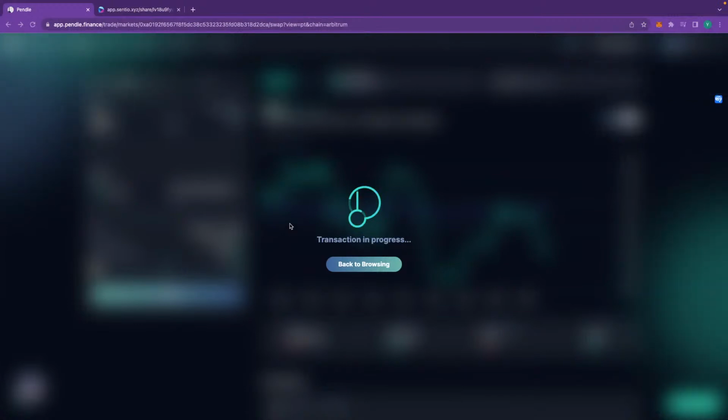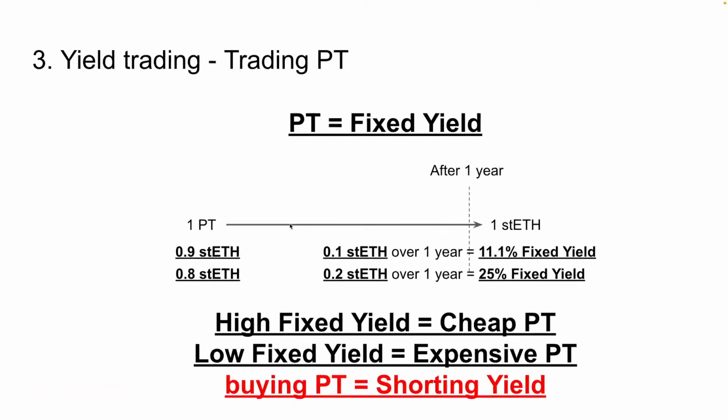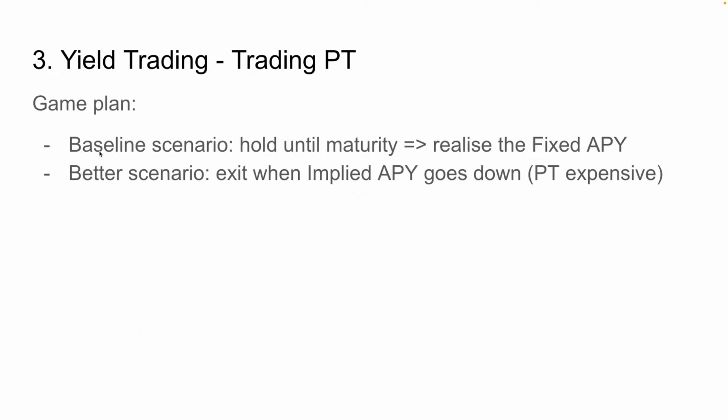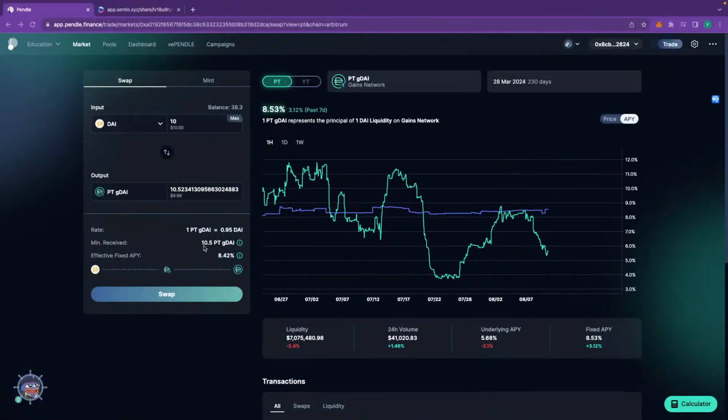Okay, now let's talk about the game plan, right? The game plan for trading PT should be, there's always the baseline scenario. What is the baseline scenario? The baseline scenario is to buy PT and hold all the way until maturity. And by doing that, I will be realizing the fixed APY. For my case just now, I just managed to buy 10.5 PT GDI, right? My baseline plan is I'm just going to hold this PT until March 2024, and I call it the fixed yield.